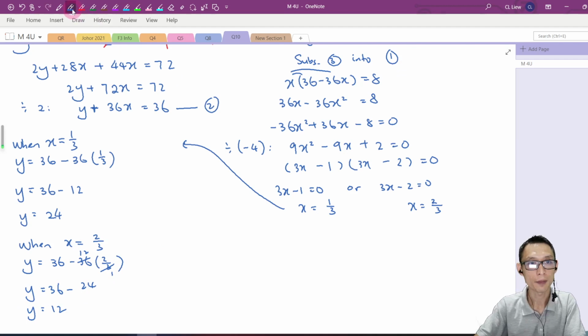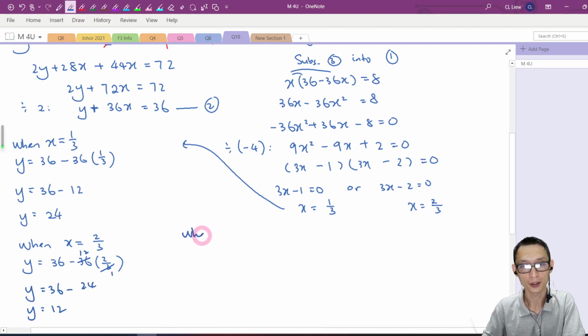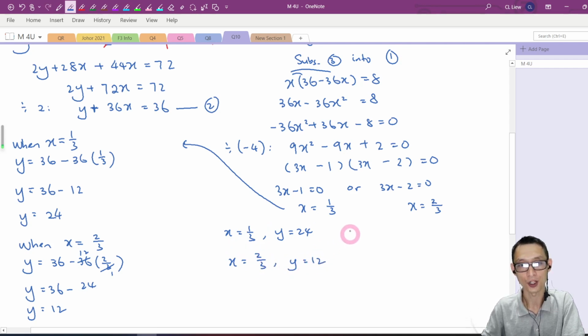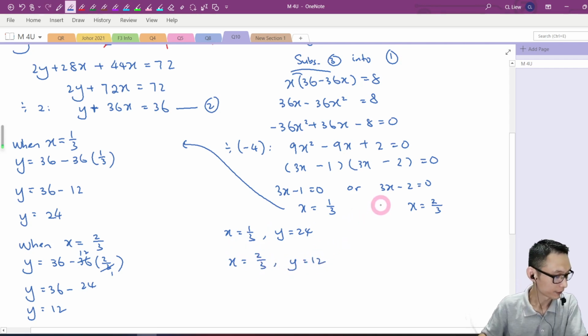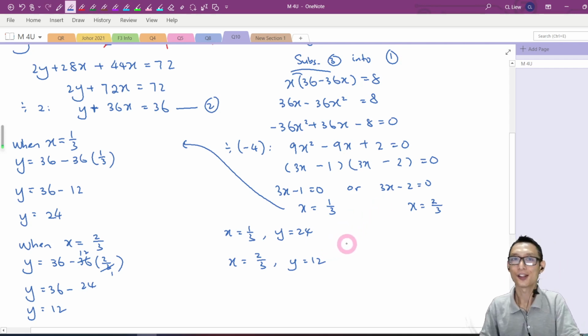So we have two pair of answer. When x is equal to 1 over 3, you don't want to write when, it's okay. You can just write it this way. X is equal to 1 over 3, y is equal to 24. When x is equal to 2 over 3, y is equal to 12. Okay, so this is the way how we solve this type of question.